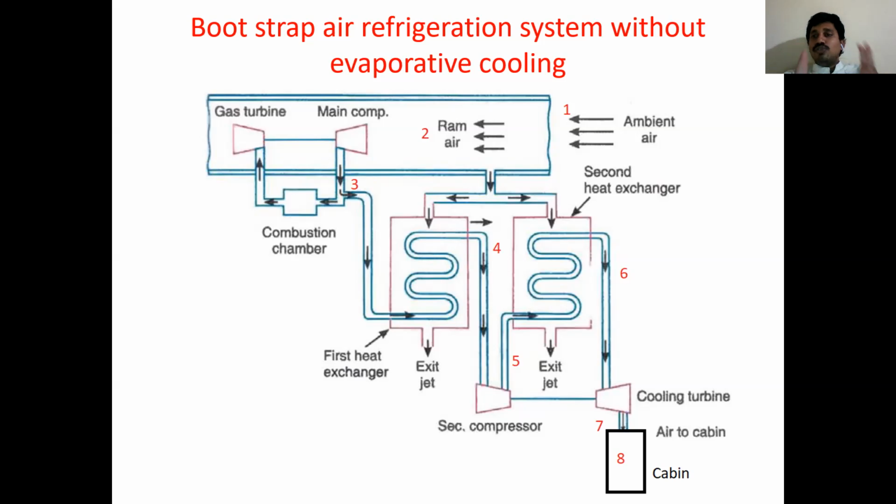So here I have used two compressors, two coolers. The first compressor is called the main compressor and the second one is the secondary compressor. After every compressor we provide one cooler by which heat is rejected. So this is the bootstrap air refrigeration system.